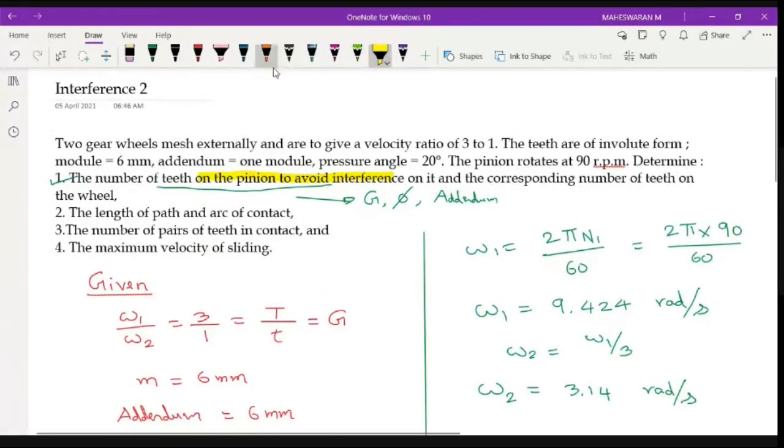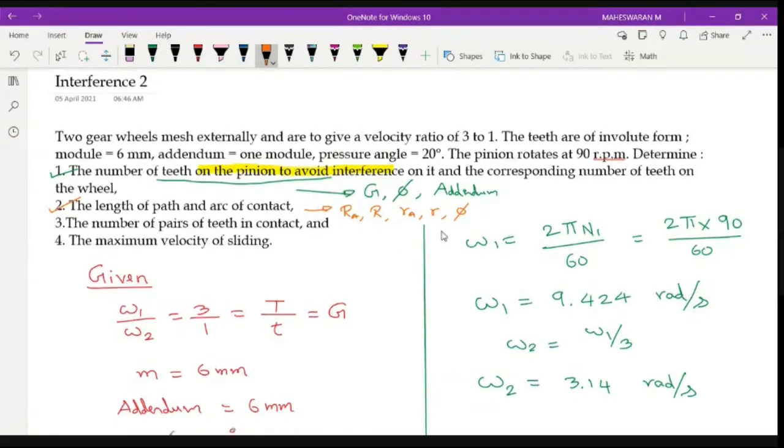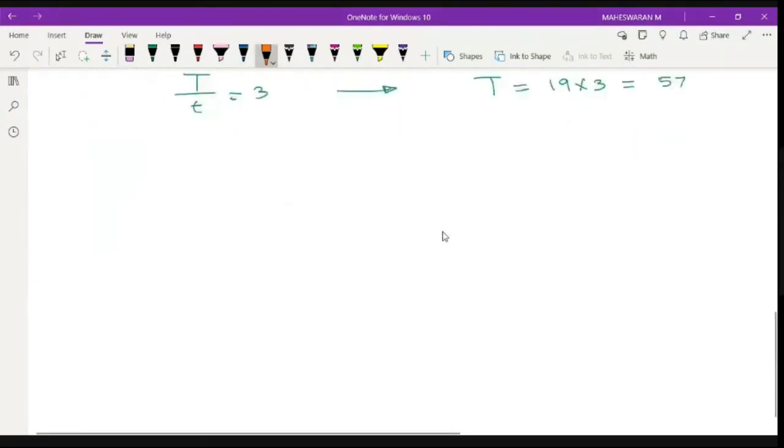In this case. Okay, the next one is length of path of contact. So what are the data required for this? I need capital RA, capital R, small RA, small r, and phi. Phi we already know. Only thing is I have to identify capital R, capital RA, small RA, and small r. Okay. So length of path of contact.